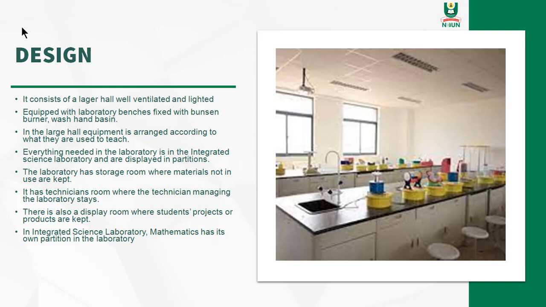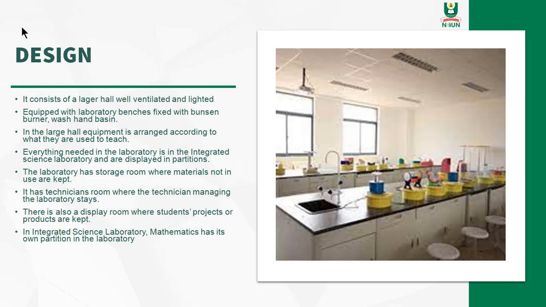It consists of a large hall, well ventilated and lighted. That is, you have a very big space in the school that you can call the integrated science laboratory, and it has to be well ventilated, and there must be light. When you are designing it, the lab must be equipped with benches that are fixed with Bunsen burners, wash hand basins, and so many other materials that are required.